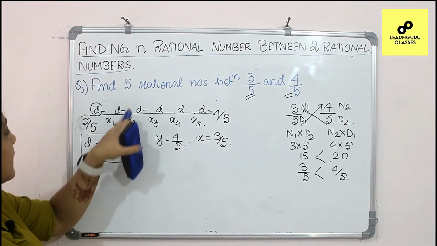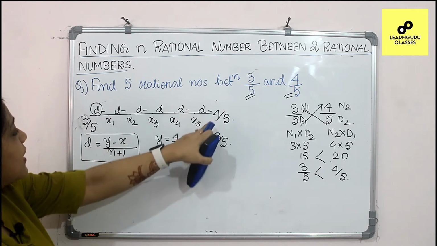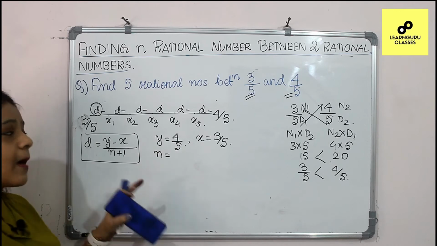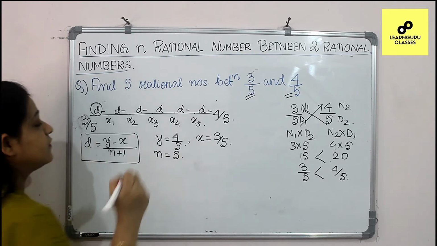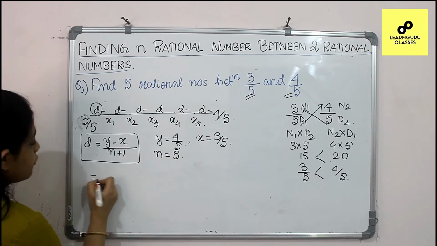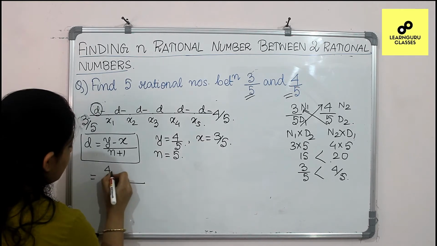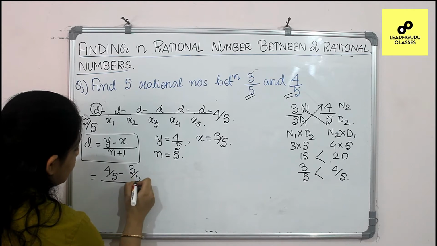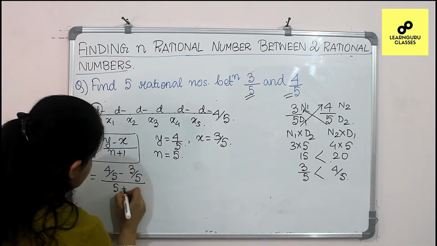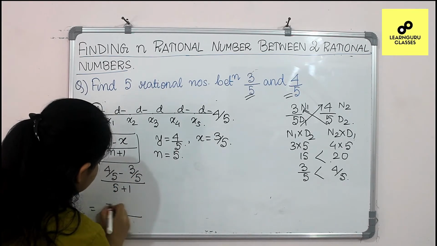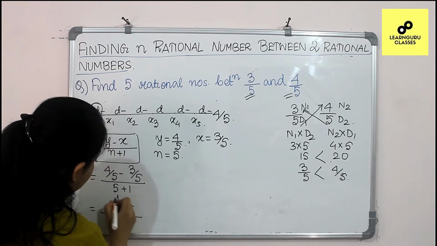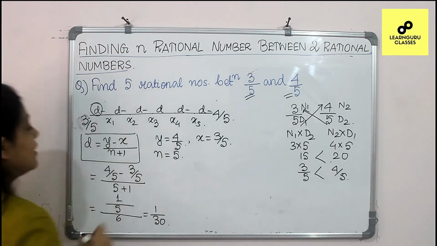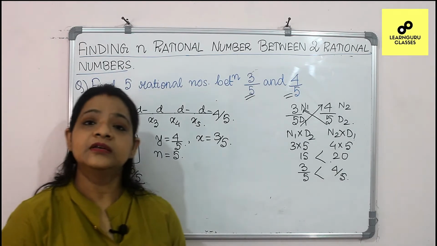And how many rational numbers do you have to find? That stands for n. 5 rational numbers, so just put in the values. y is 4 by 5, x is minus 3 by 5, n is 5 plus 1. The LCM is 5, and 5 plus 1 is 6. So 1 by 30 is the value of the common difference.